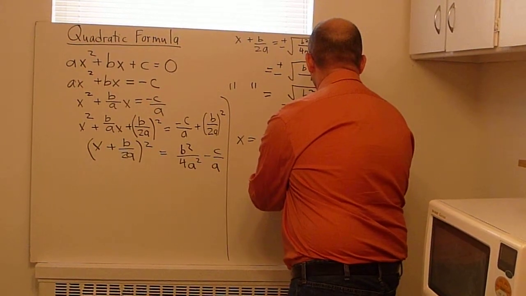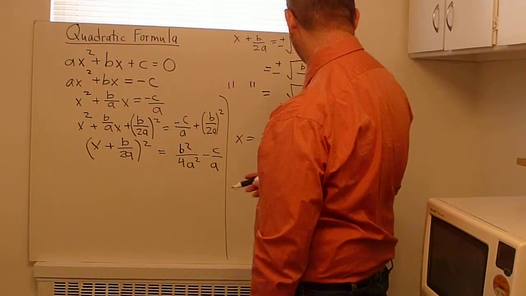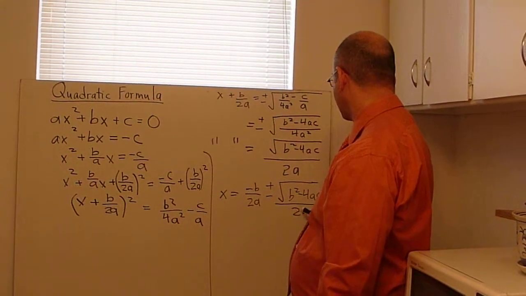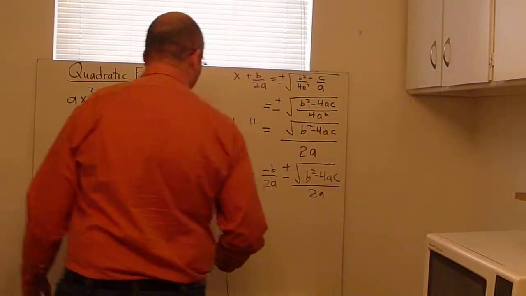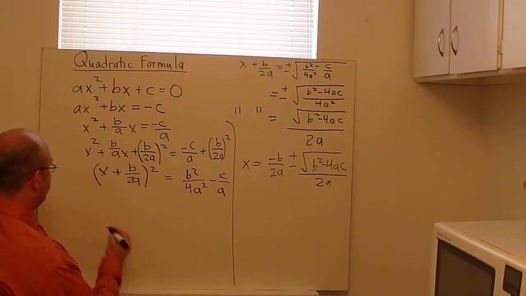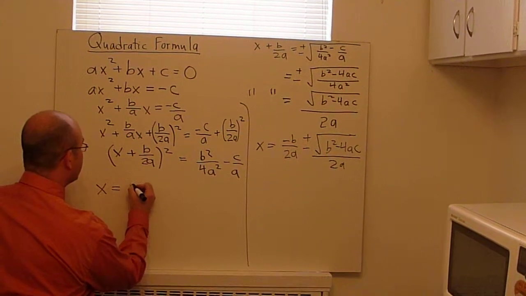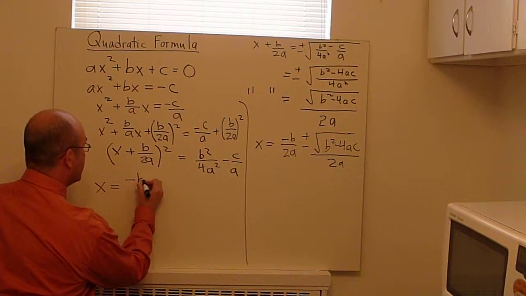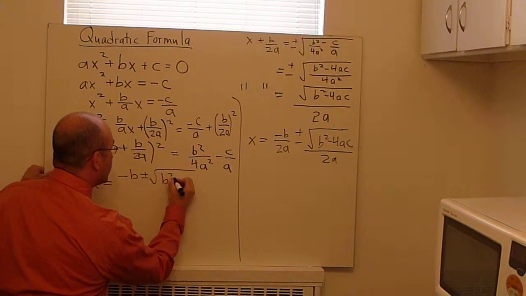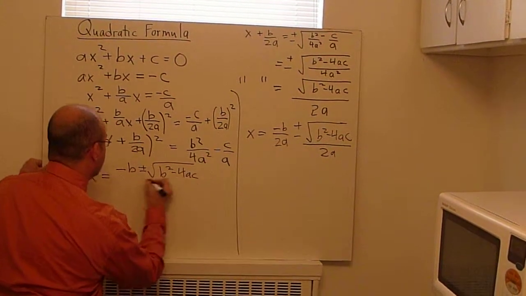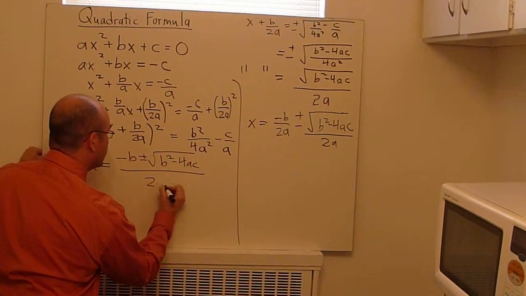over 2a. And the last thing we can do is combine these two terms, since they both have 2a in the denominator. And that gives us our final equation, which I'll write here. X equals negative b plus or minus the square root of b squared minus 4ac, the whole thing over 2a.